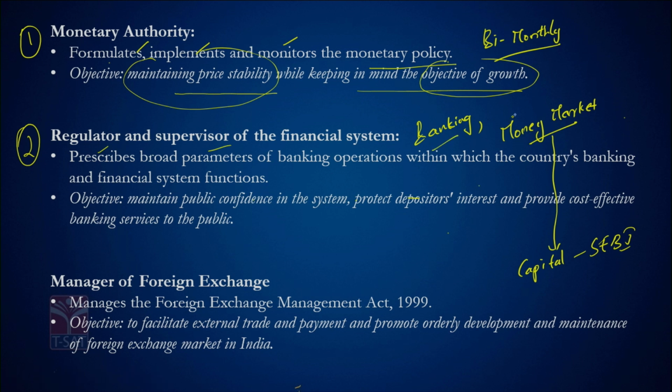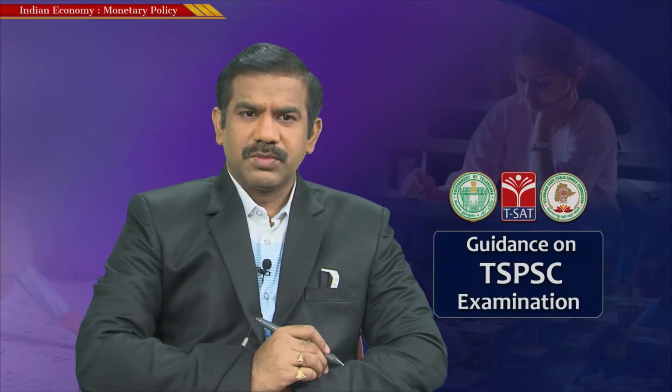So when it comes to money and capital market, it's a duration. If your lending period or borrowing period is more than 365 days, we generally call it a capital market, else we call it a money market. So the second important function RBI performs is regulating and supervising the financial system.